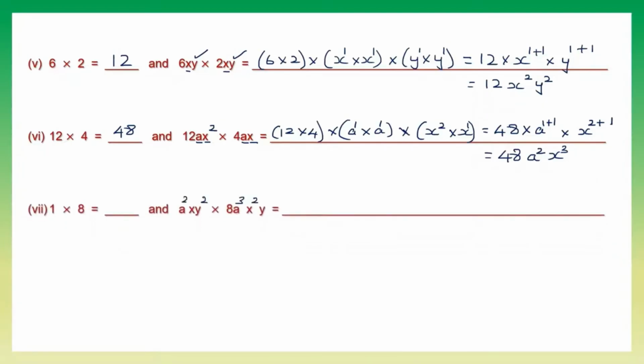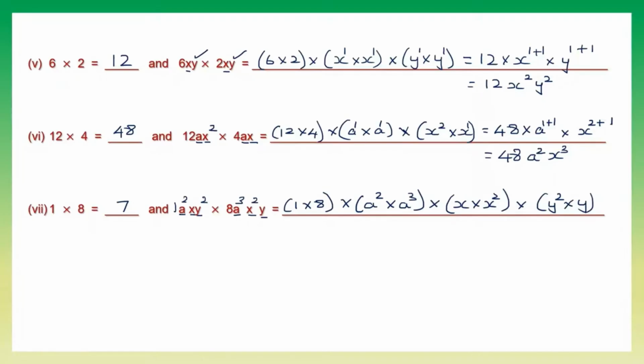Question 7. 1 8s are 8, and then here let's take the numerical coefficients. So we just have 1 here and 8. So let's take that 1 into 8 into, let's take the a's, a square here and a cubed here. So a square into a cubed into, let's take the x, there's 1x here and x to the power of 2 there. So x into x square into, we have y square and y.